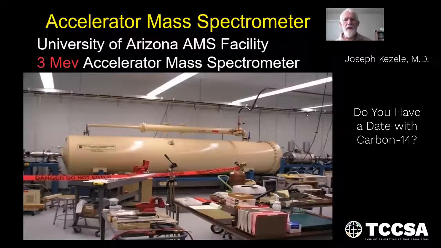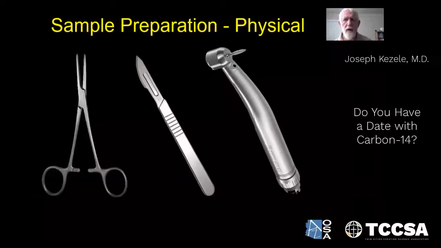The other newer method, it's been around for decades, but it's the newer method, is using an accelerator mass spectrometer. So here's this huge device, the one in the lab at the University of Arizona in Tucson. And this uses a tremendously powerful electromagnetic field. That's 3 mega electron volts, as in million. It takes a huge amount of power.